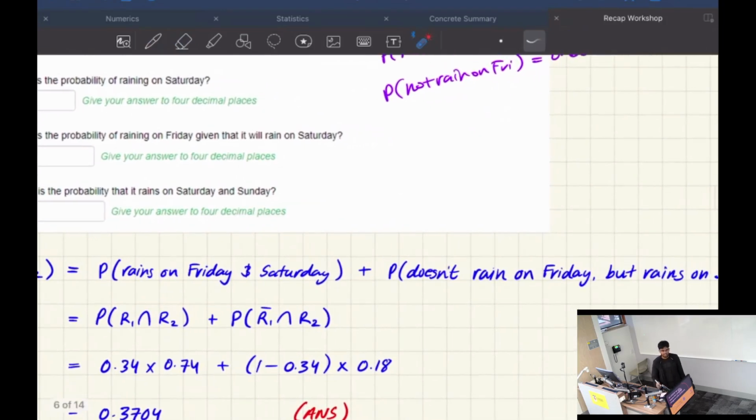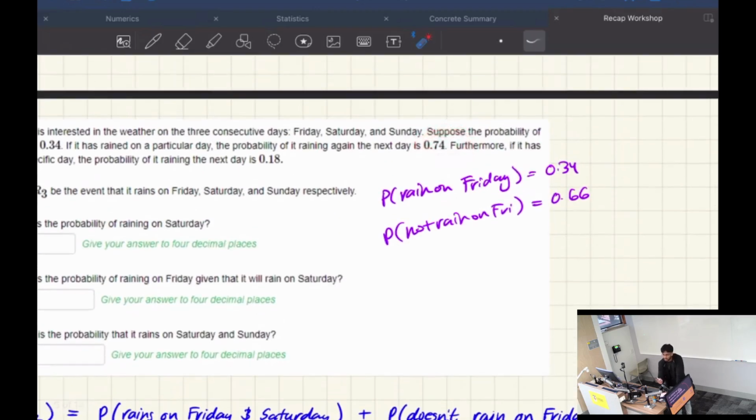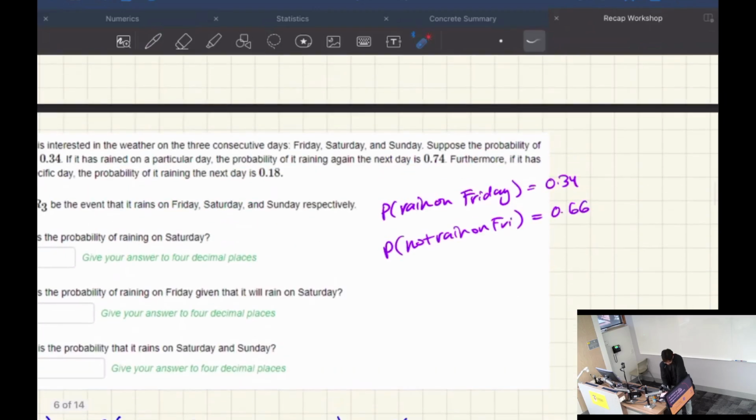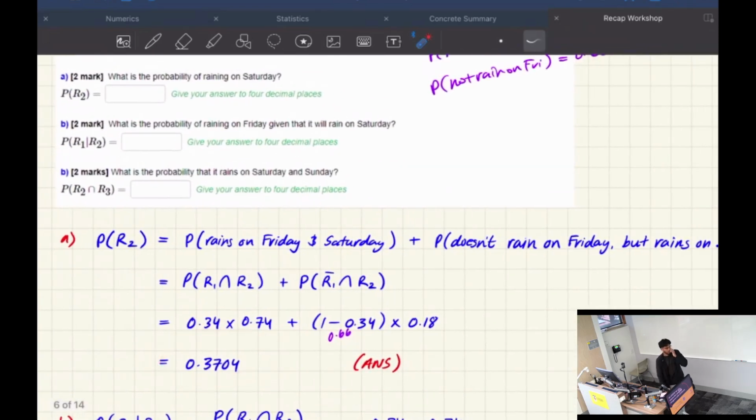And then if it doesn't rain on Friday, because there are 2 different cases for the Fridays: if it rains and if it doesn't rain. So this is using the probability notation. If it does rain on Friday, it would be 0.34. And if it rains the next day, as we said earlier, 0.74. Multiply them together. If it doesn't rain on Friday, that's 0.66, and then you multiply that by 0.18, which we've got from here. And your answer, you get 0.3704.